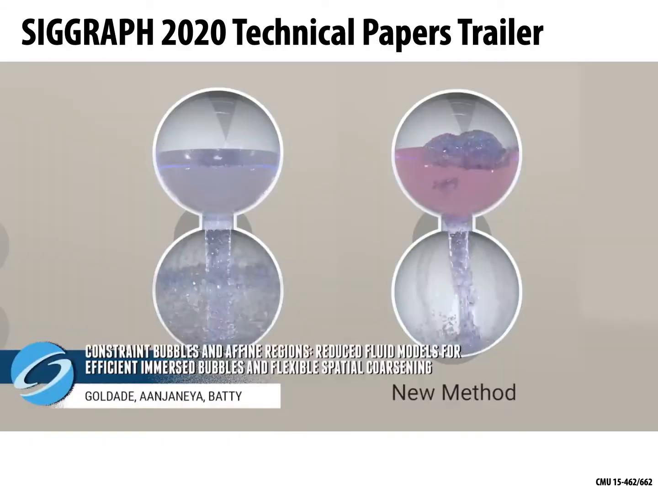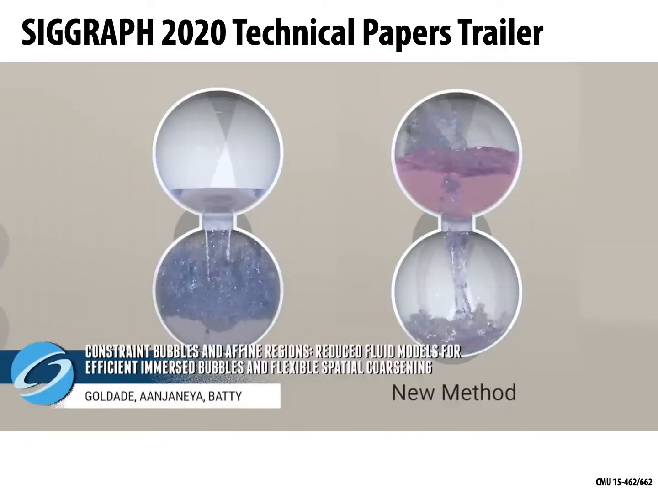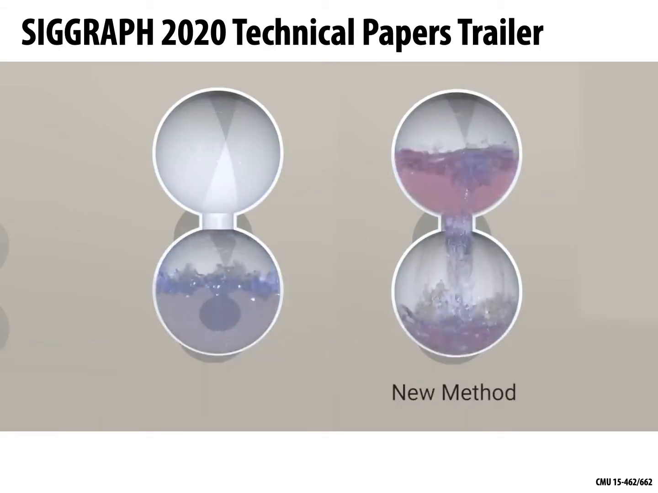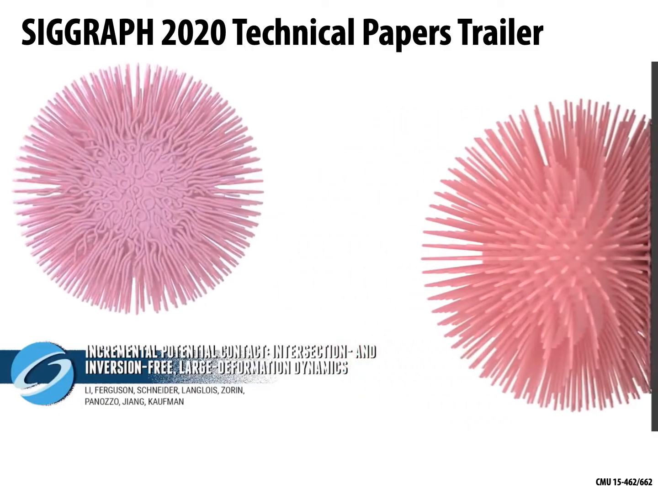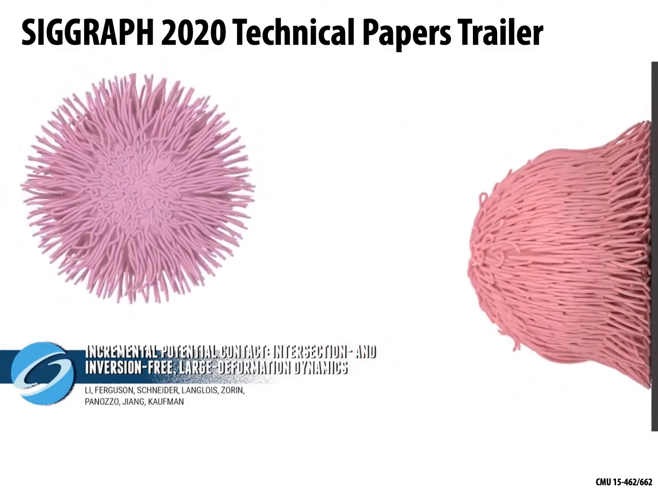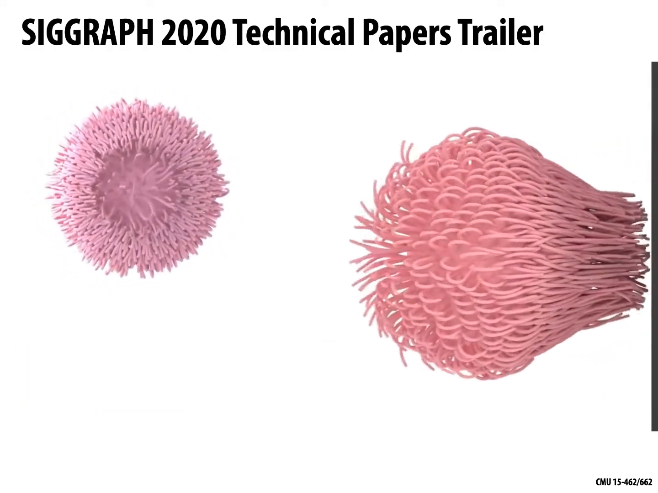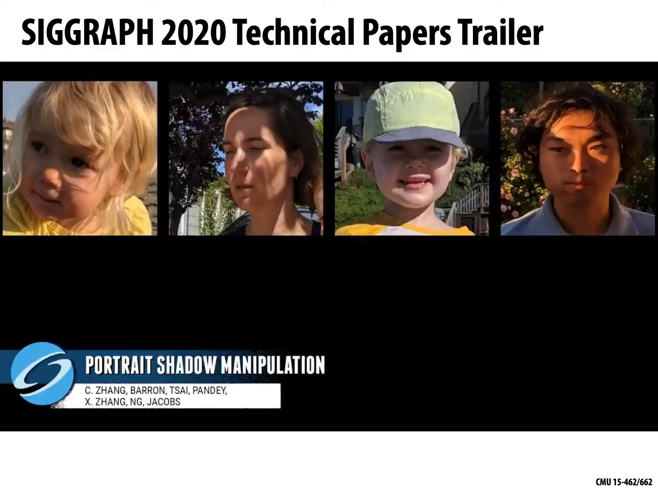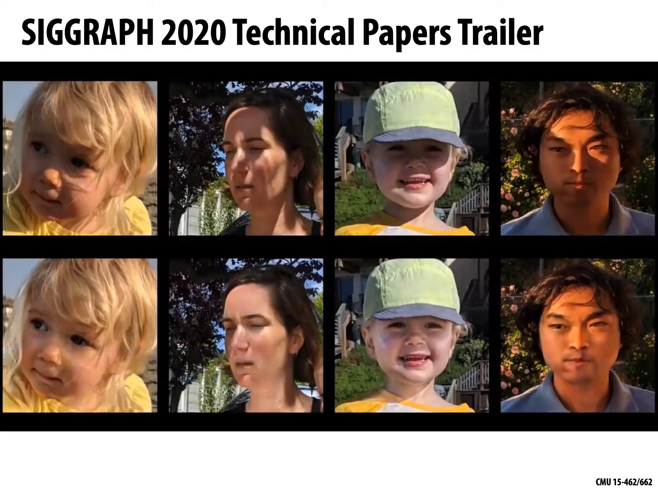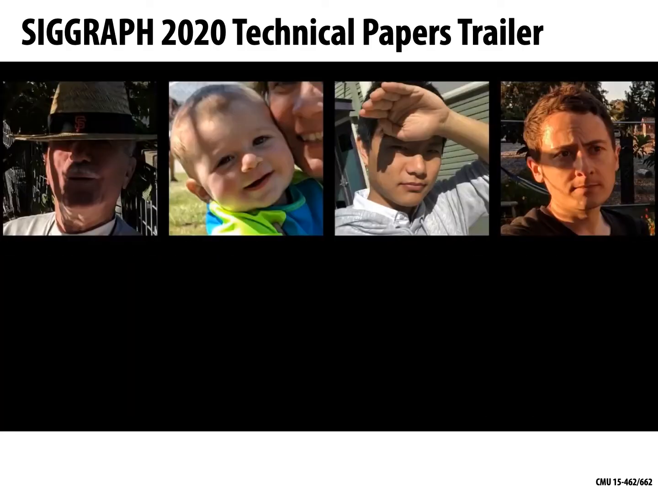This algorithm supports immersed bubbles in free surface flow simulators, producing the familiar glugging action of a water cooler. A method for managing the dynamics of nonlinear deformable objects lets us bounce this hairy, elastic toy against a wall. Neural networks can improve photographs of people's faces by removing external shadows and simulating a soft fill light.